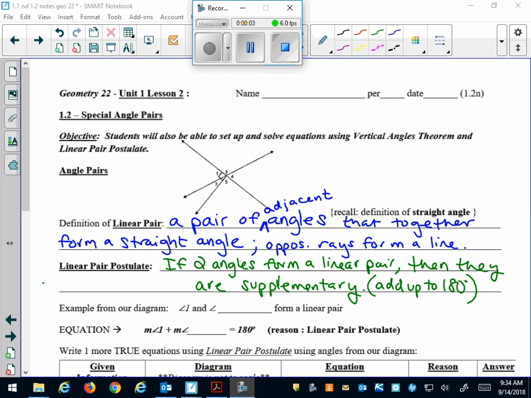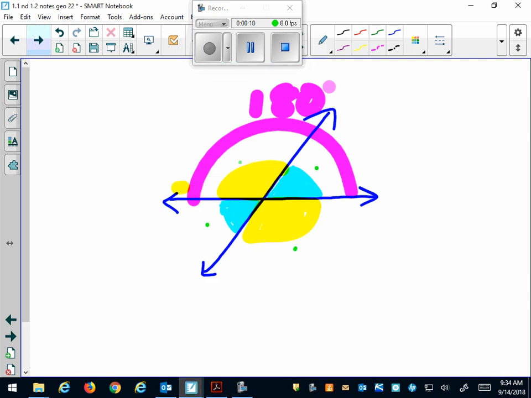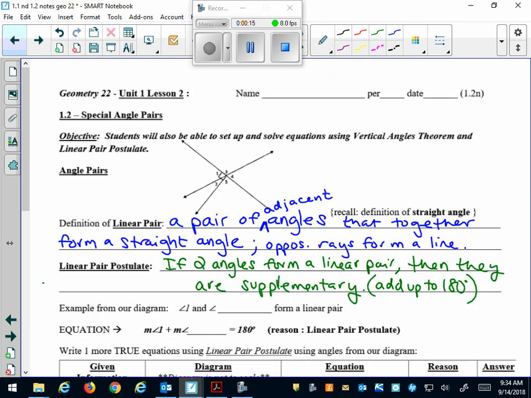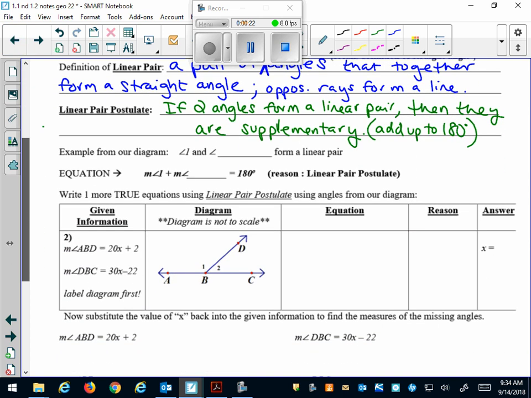Okay, so this is all about special angle pairs, and already we've defined linear pair, which are the yellow and the blue sitting on a line like this, and the linear pair postulate, which says they're supplementary and they add up to 180 degrees. A little note about supplementary. The only thing that the definition of supplementary says is that two angles have to add up to 180 degrees.